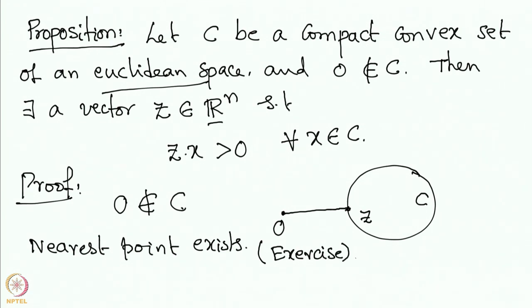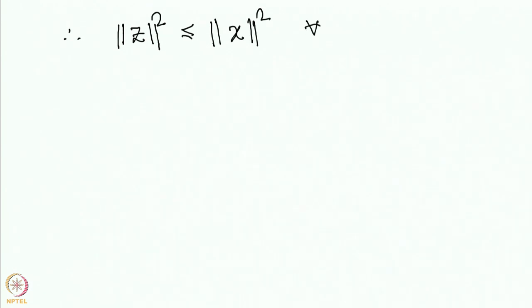Once we know that this nearest point exists, what it gives us is the following. The distance from origin to Z, that is norm Z square, is always less than or equal to norm x square for all x in C. In fact, Z is the unique point here. The convexity tells you that. Anyway, let us not worry about that, but let us prove this next part.